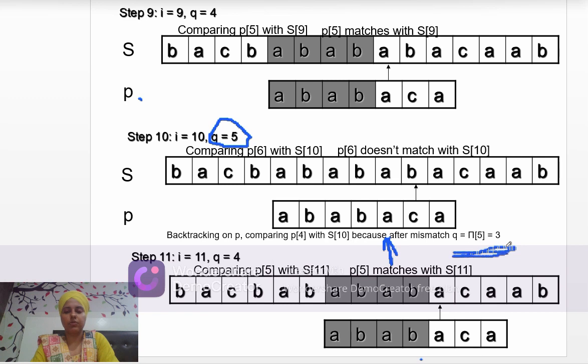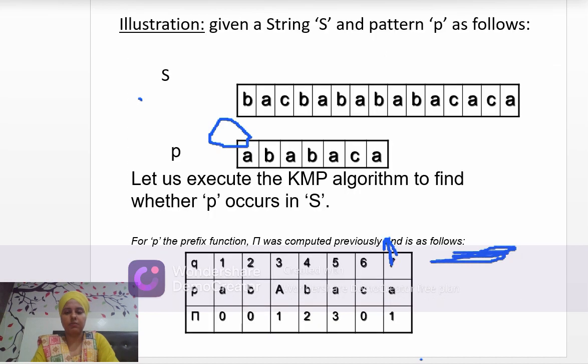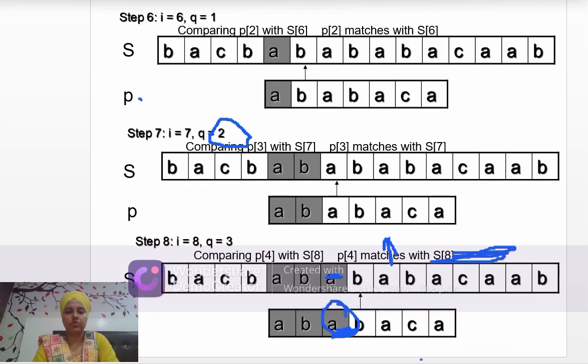In that case, we will be moving to that specific place. We can move to the previous diagram, where 3 is there, that is the fifth position, the value is 3. Next we will be backtracking from that position.